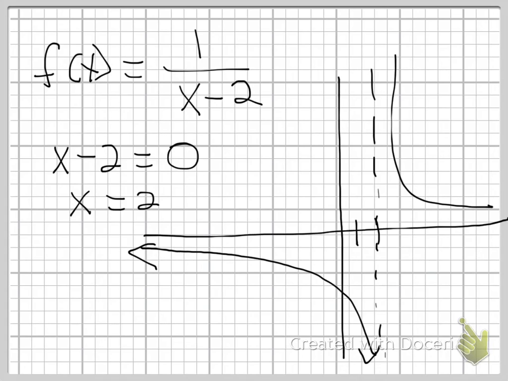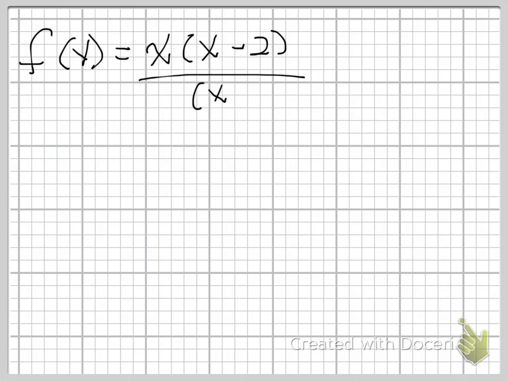So that's an asymptote. Now, what about a hole? Let's say that I had something along the lines of f of x is equal to x times x minus 2 over x minus 2. Well, now if x equals 2, I get division by 0. So I've got something going on there. But if I let x equal 2, I get 0 in the numerator. And the thing is, I can cancel out those two factors, and for all practical purposes, this becomes the function f of x equals x.